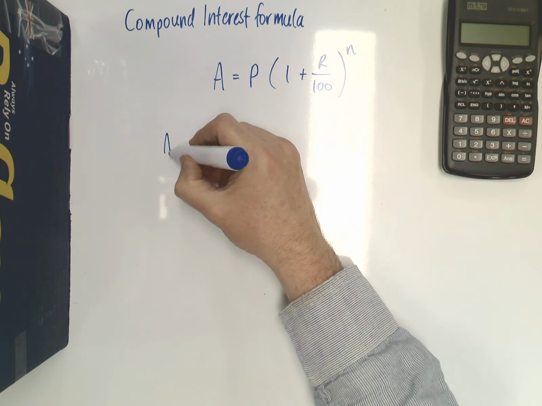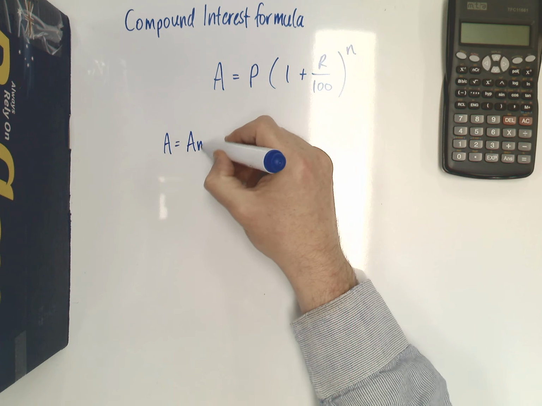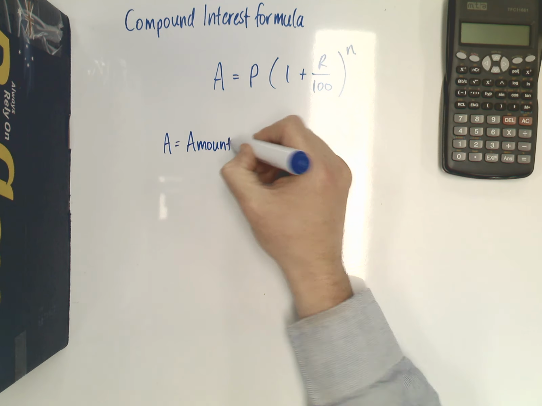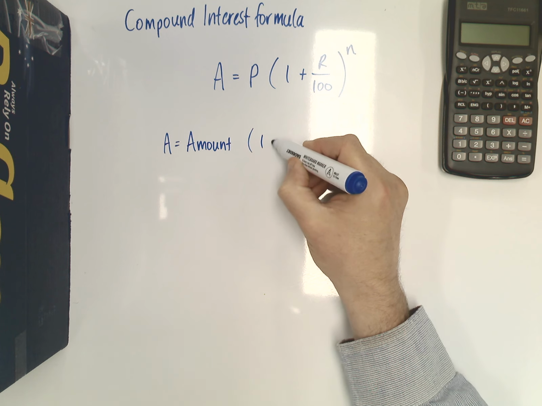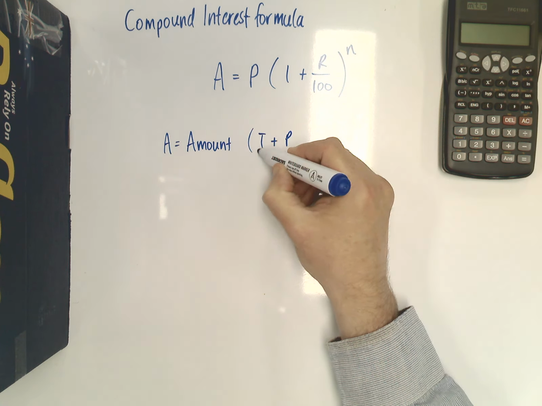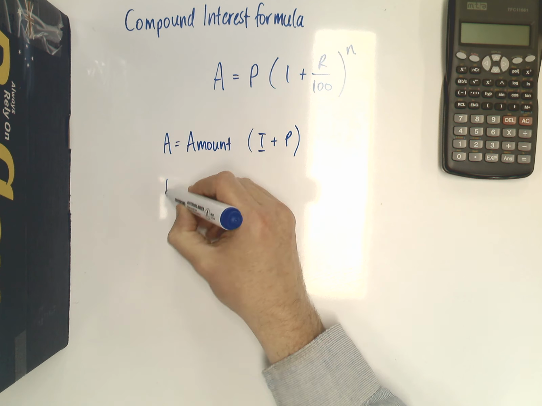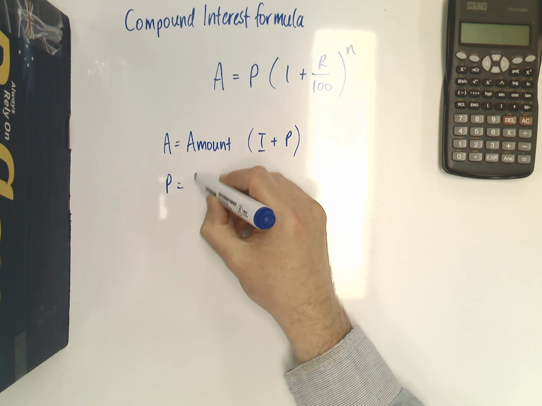So let's just go through the letters. So A, of course, means the amount. So it's how much you will have inside your account at the end. Now, it includes both your interest plus your principal. P, of course, being principal. So how much you get.